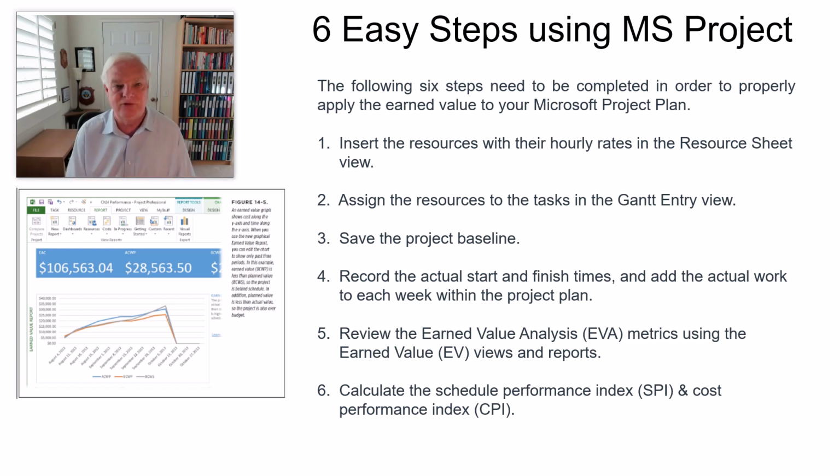So 6 steps. Insert the resources with their hourly rates in the resource sheet view. So go to the resource sheet view in Microsoft Project and add hourly rates and names of the resources. And resource names can be, if you're working with the construction one, it could be painters, day laborers, electricians, plumbers. All of those have different hourly rates. You want to assign the resources to the tasks in the Gantt entry view. Then you save the project as a baseline. You need to create that baseline to start with.